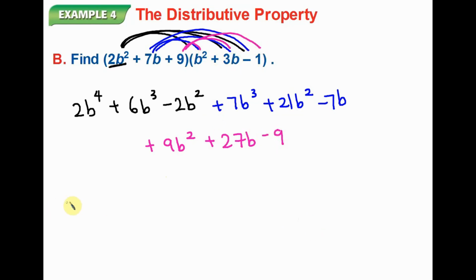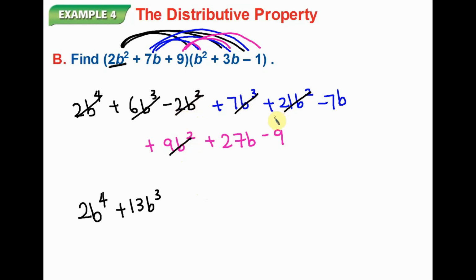Now you're going to combine the like terms. In this case, when you have multiple monomials, I've seen a lot of students forget a term or two. So I'm going to cross out which terms I have already calculated. In this case, 2b fourth power doesn't have any other like terms. 6b cubed could be combined with 7b cubed, so I will get 13b cubed. Negative b squared can be combined with positive 21b squared and 9b squared.